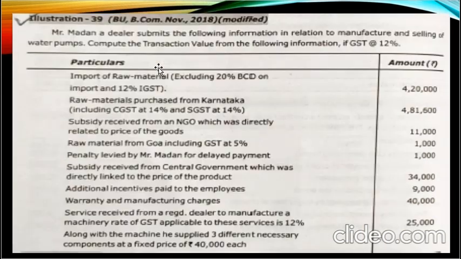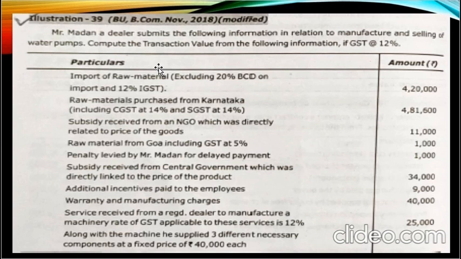Next item what we are going to look into is raw materials purchased from Karnataka. So this is the raw materials which is purchased from Karnataka, and they have given the CGST and SGST rate 14%, 14%. So the total is 28%. So it is including GST. So we need to deduct the GST amount and show the value of raw materials. So please remember, if BCD is excluded, you need to add BCD, find out the value including BCD, and write the answer.